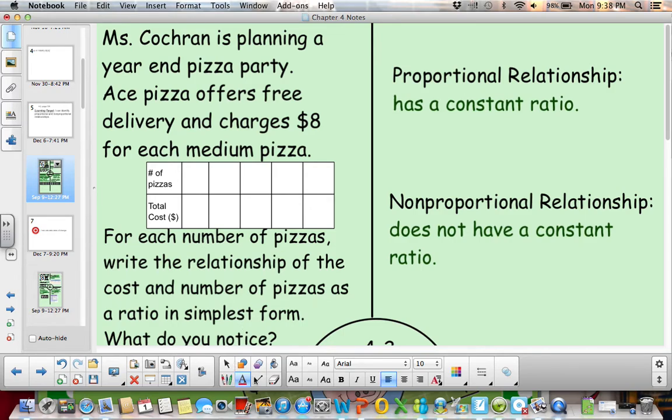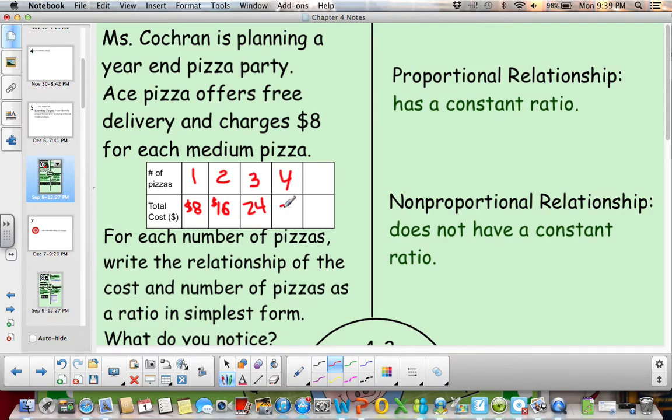So if we order one pizza, we know that our cost is going to be $8 because they're delivering for free. Okay? So then if we order two, our cost is going to be $16. Okay? And then 3 is going to be 24. 4 will be $32.